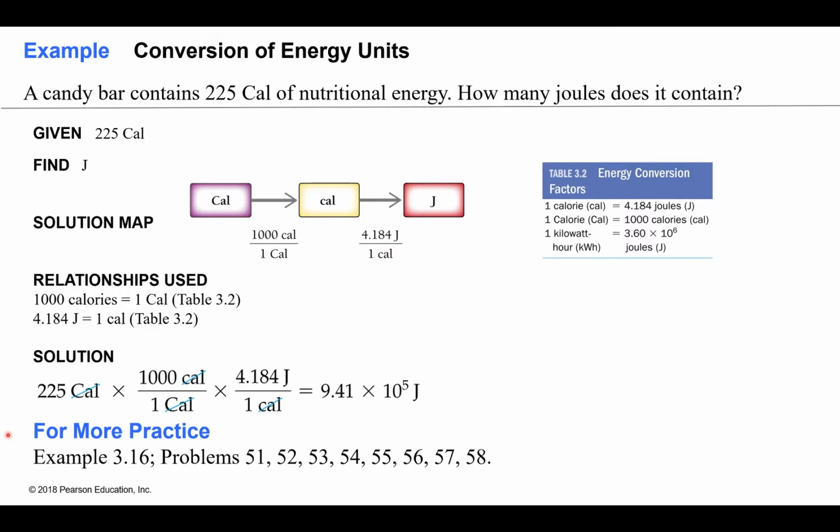That's the conversion factor. So I go from 225 food calories, convert to scientific calories. That would be 1,000 scientific calories per 1 food calorie. Then to go from scientific calories to joules, I'm going to use the following conversion factor, 4.184 joules in 1 calorie. I cancel food calorie with food calorie, scientific calorie with scientific calorie, we end up with 9.41 times 10 to the 5 joules. All right. Another example would be 3.16, and these are all the problems you can work with.